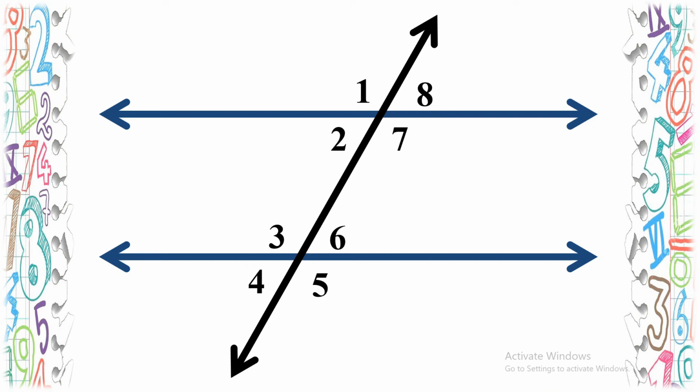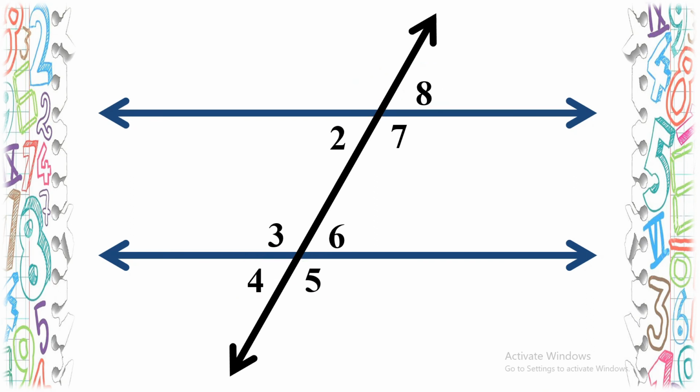Very good. Angle 1 and angle 4. And of course, we have angle 8 and angle 5. So if, say for example, angle 1 measures 108 degrees, what's the measurement of angle 4? You're right. It's 72 degrees. Since 180 degrees minus 108 degrees is equal to 72 degrees.